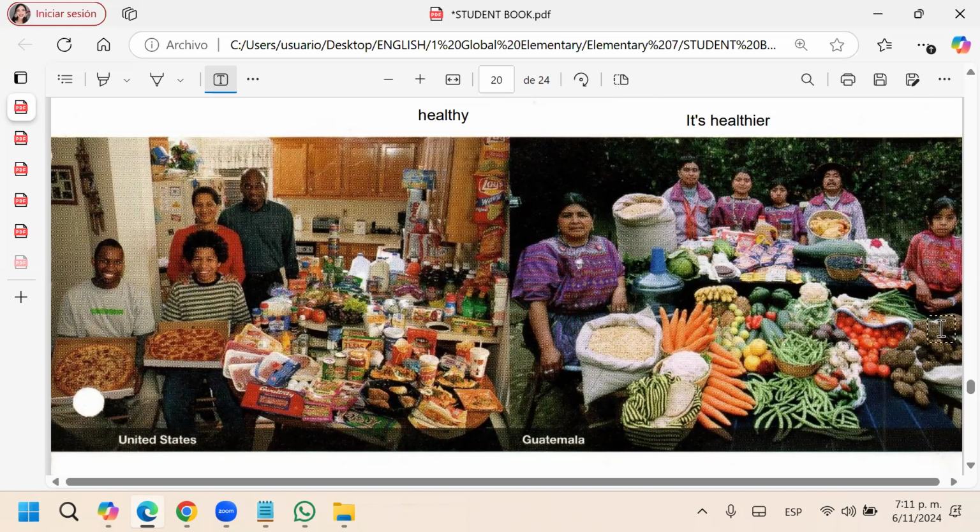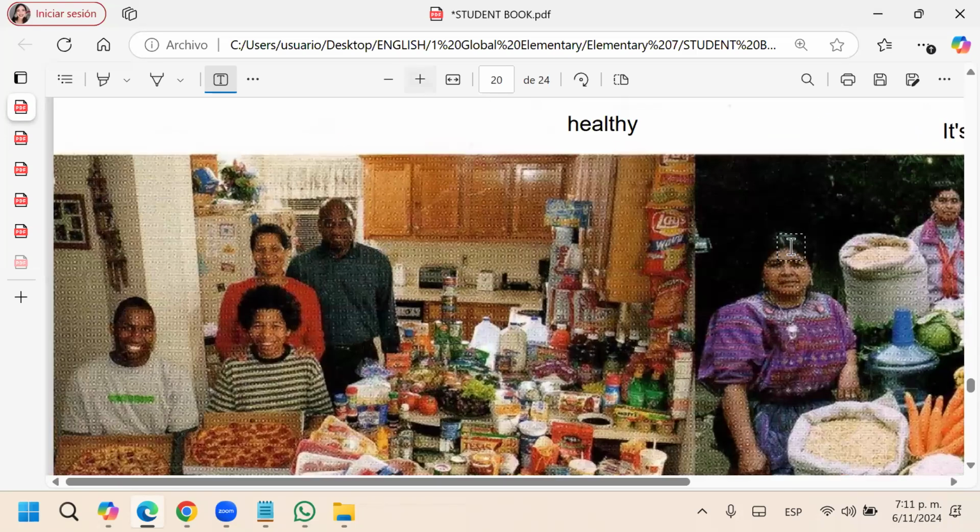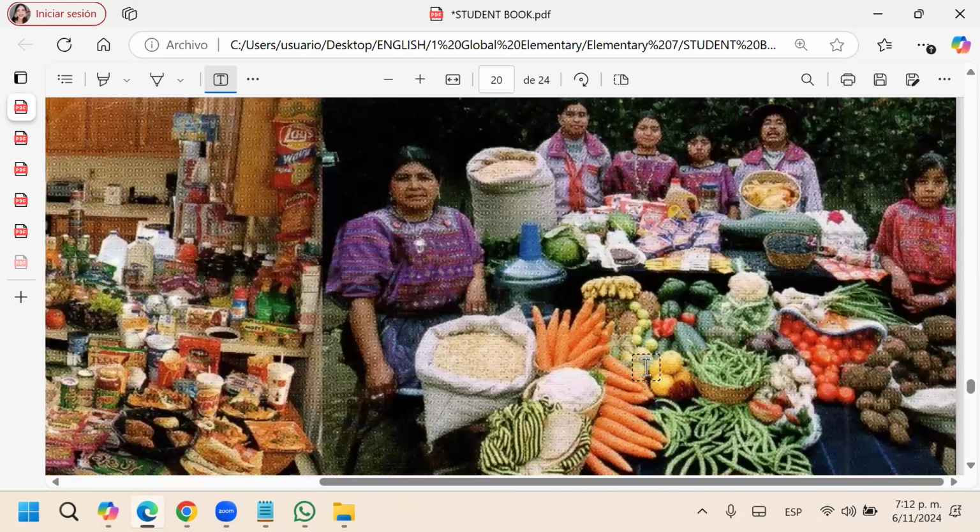So yeah, the Guatemalan family, it's healthier. Rice, carrots, bananas, fruits, a lot of fruit, tomatoes, potato, water, zucchini, maybe bananas, water, cauliflower. So yes, beans, oranges. It's healthier.